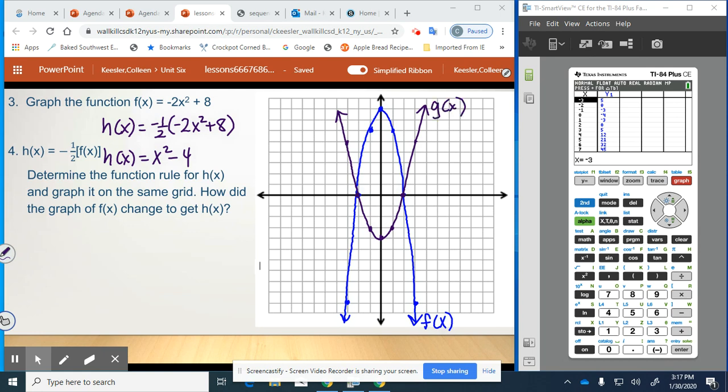So now we have to talk about all the things that happened in this case. So first of all, you should notice that our first one was pointing down and our next one is pointing up. So that means there was a reflection over the x-axis. And we should also see that our new purple function is a little bit wider than the blue function, and that's because of the 1/2. So it was also widened by a factor of 1/2.